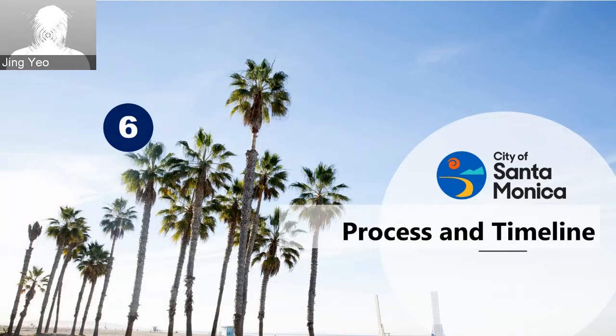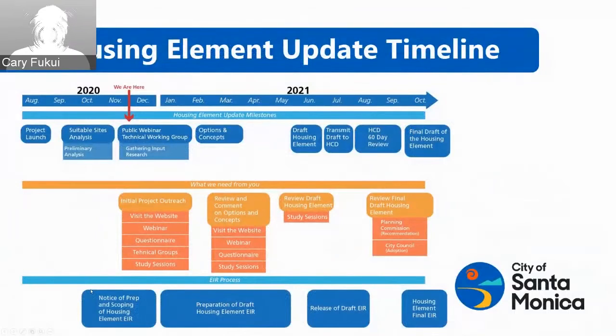Great, thanks, Jing. So as Jing mentioned, for the final section, I'll review the general project timeline and highlight all the major project milestones and where we want to hear from you in this process. Slide. So the Housing Element Update project was launched in the late summer, early fall. Currently, we are in the initial outreach phase, marked here with the red arrow.